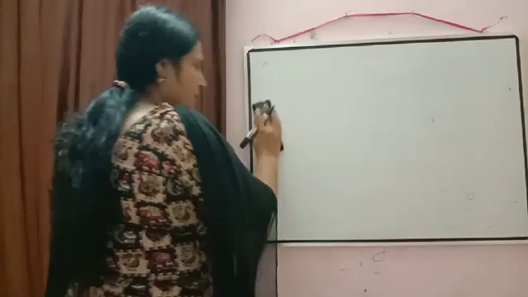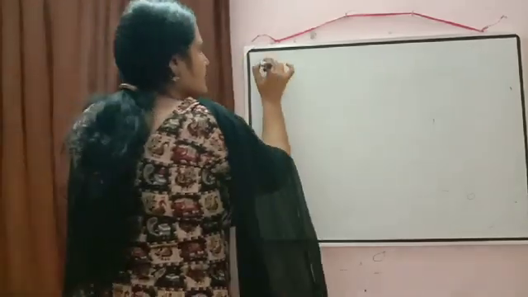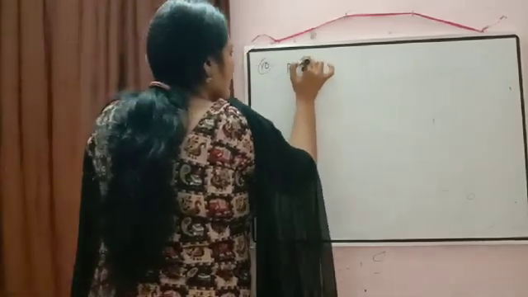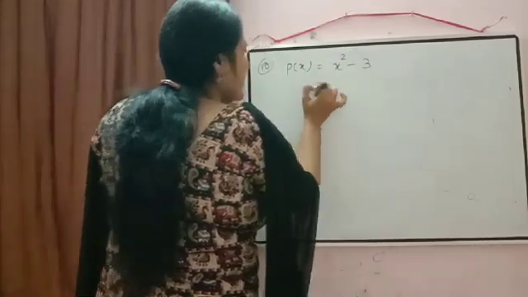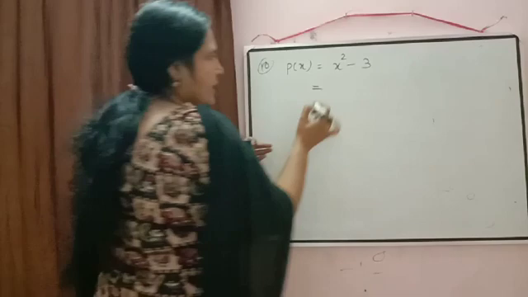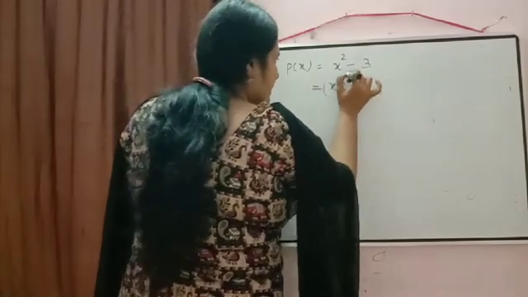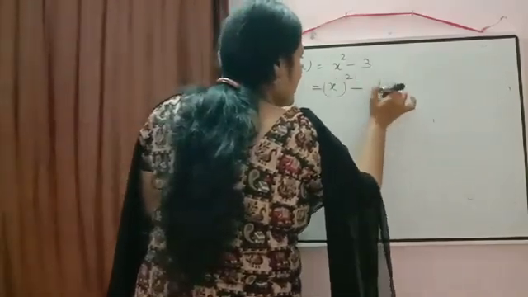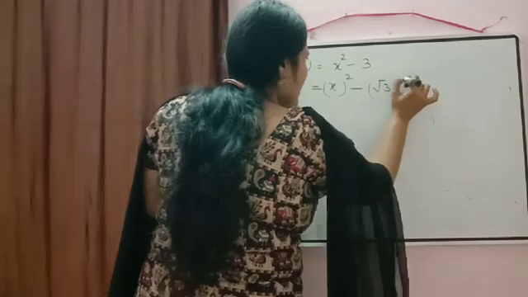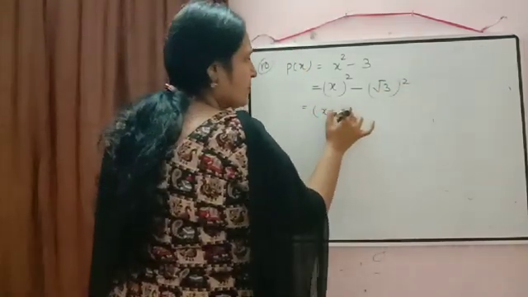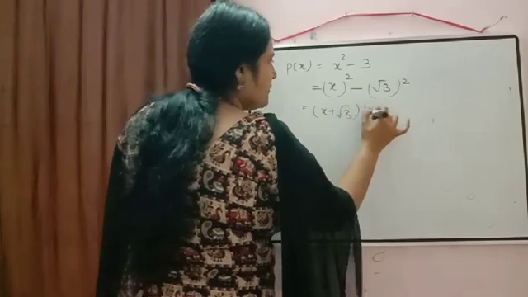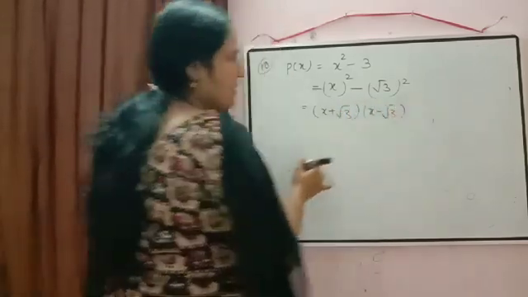X square minus 3. The 10th one is x square minus 3. The polynomial p of x is equal to x square minus 3. How can we rewrite this one? Again, a common factor is not there. X square can be written as x the whole square. Minus 3 can be written as root 3 the whole square. Now its factorization will be equal to x plus root 3 into x minus root 3.